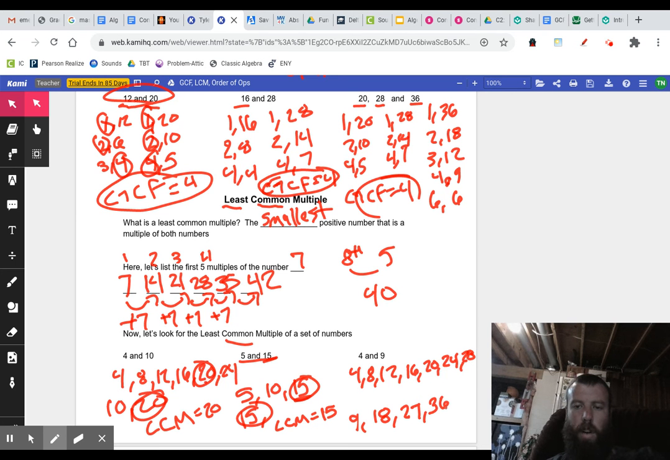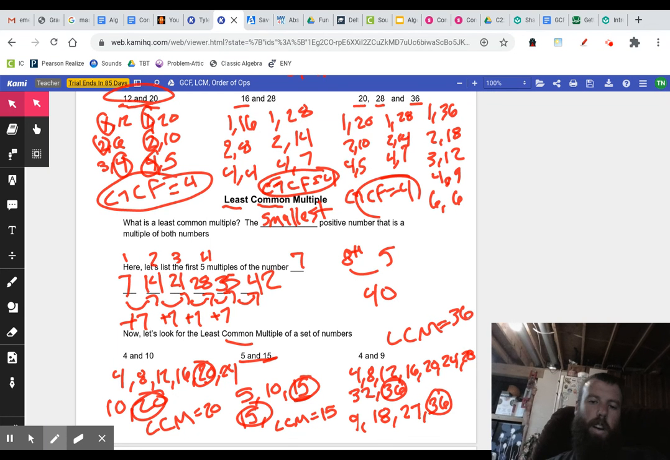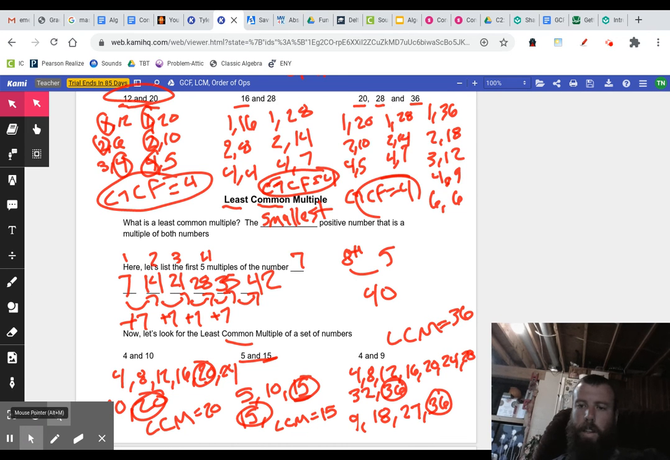Let's hop back to our other list. After 28 would come 32, then 36. Boom. We have a shared number. There's no numbers on both lists that are smaller in common. So our LCM is 36 for the numbers 4 and 9. All right, that'll give you hopefully a quick debrief of that.